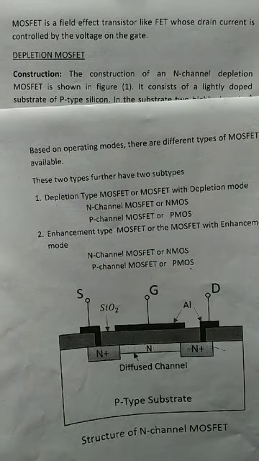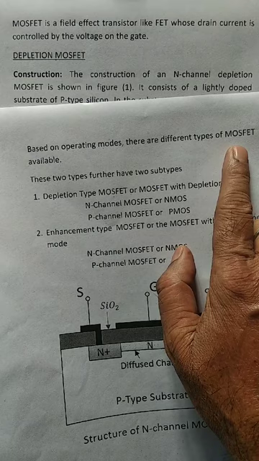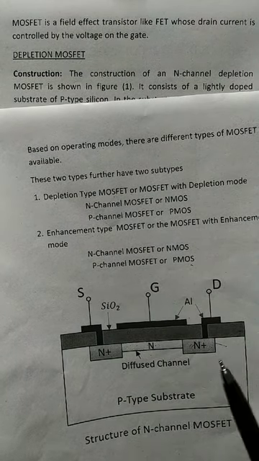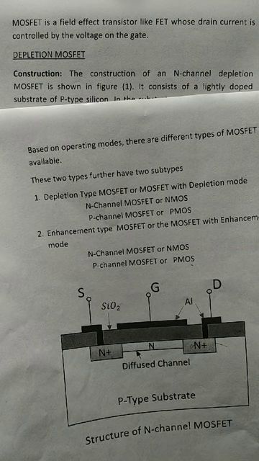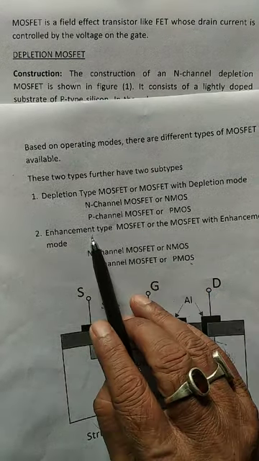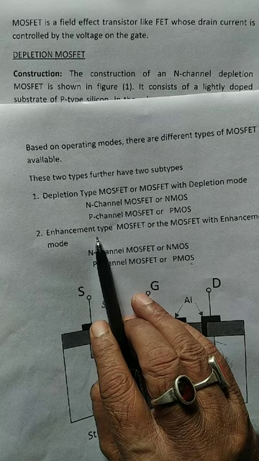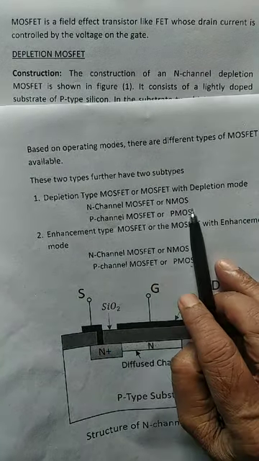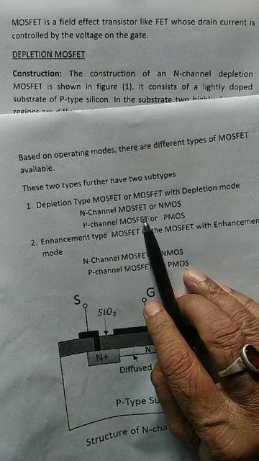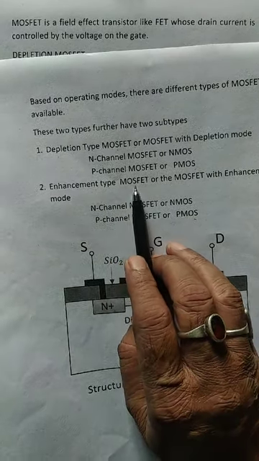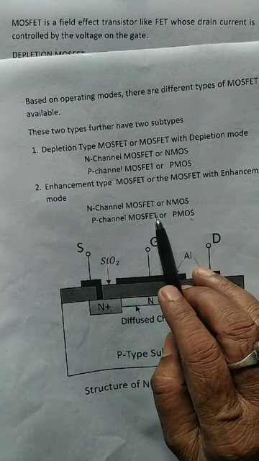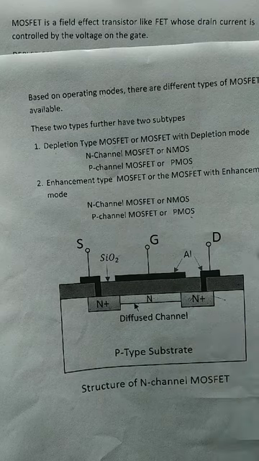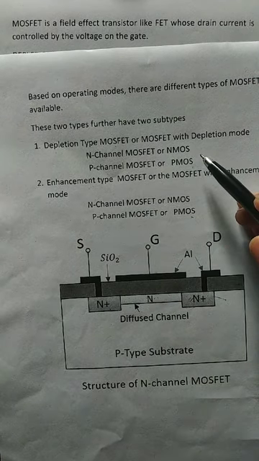Based on operating modes, there are different types of MOSFET available. In the market, we get 2 types of MOSFET: depletion type and enhancement type. Depletion type MOSFET is also of 2 types: N channel, P channel. Similarly, enhancement type MOSFET is further divided into 2 sections: N channel, P channel. So depending upon the channel, we give its name.